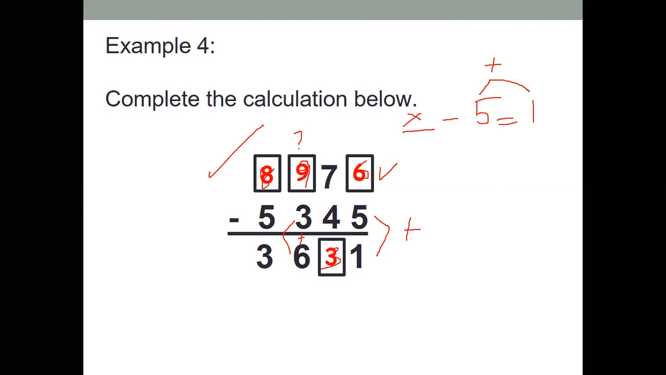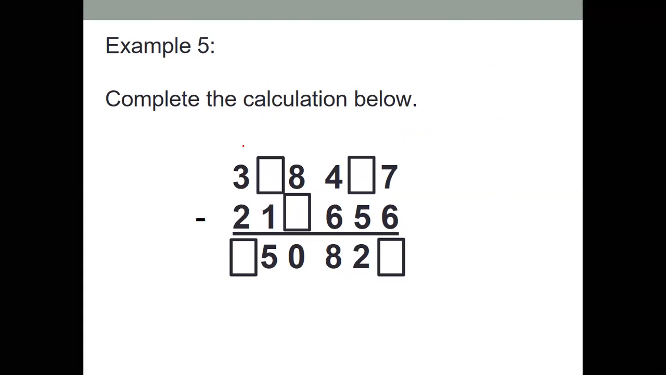Let's go to the next example. Now, how do we do it? Let's start from the unit place all the time. 7 minus 6 is 1. So the first number is missing. Therefore, we need to add these two. 5 plus 2 is 7.